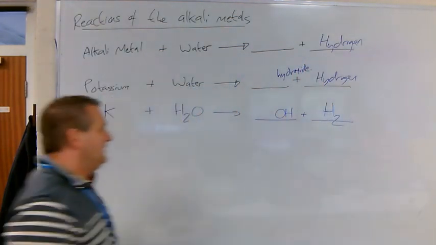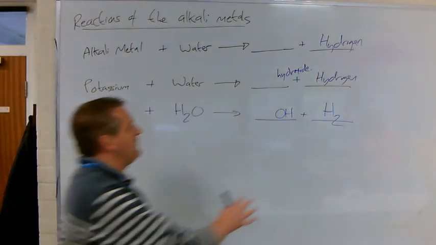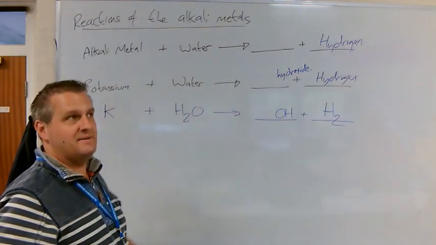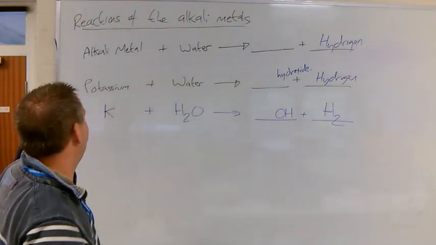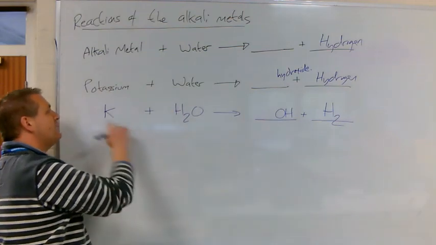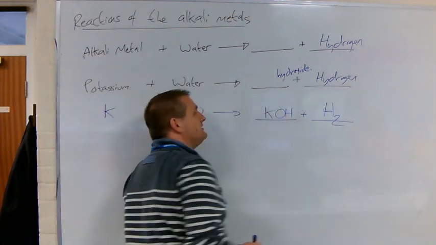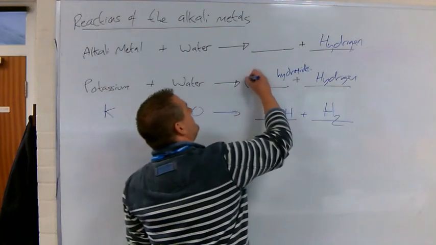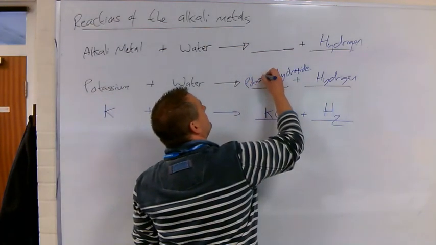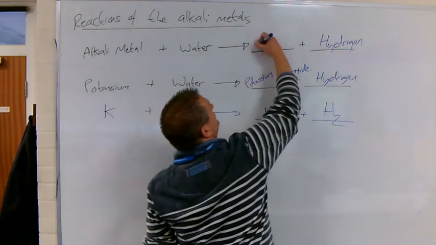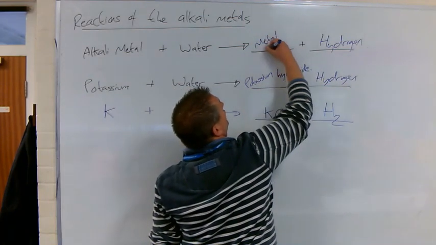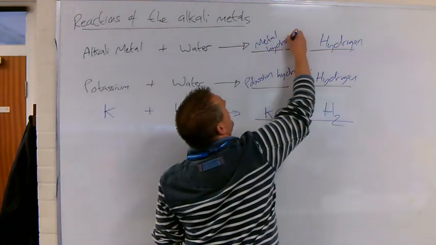Now, effectively we know that's only part of the chemical because the hydroxide is always stuck to something else. It's usually stuck to a metal. In this case, what's the only metal I've got? Of course, it's the potassium. So the chemical I was making was KOH, potassium hydroxide. In my general equation, I'm just going to put a metal hydroxide, because it could be any of the alkali metals.